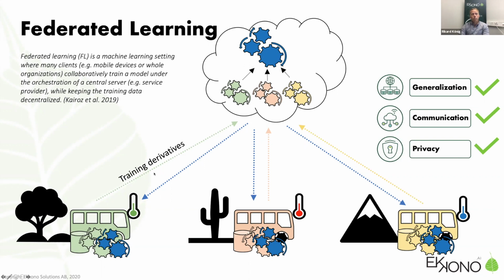Sometimes it's still possible to draw some conclusions from the training derivatives. Hence you often also apply some encryption scheme, so that you can still count on using the derivatives in an encrypted way up here. Or you can add some noise to hide the true meaning of the derivatives and still learn up here. So there are different techniques for that. But federated learning promises to solve the generalization, communication, and privacy issues.